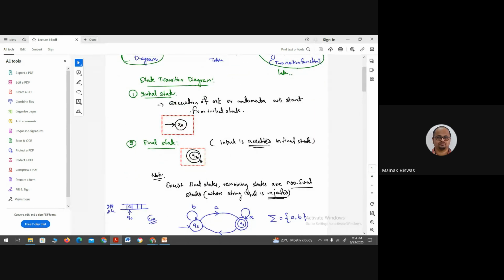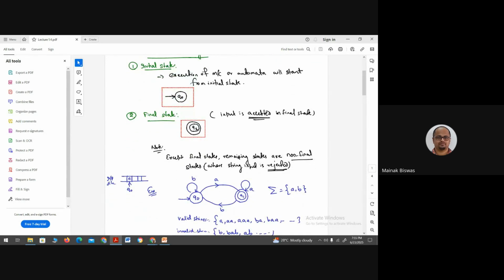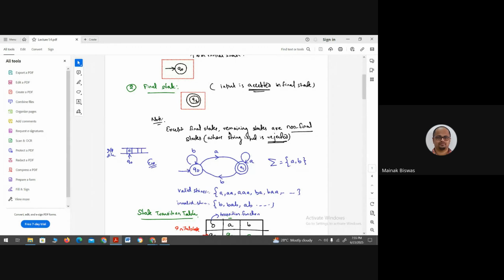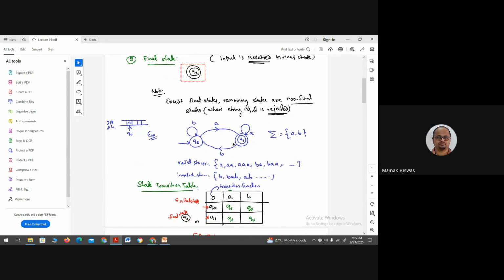Final states will have two concentric circles. So if a given input is totally read and the automata reaches the final state, that is two concentric circles, we can easily say that we have reached the final state. In that case, the language is accepted. Now, except final states, the remaining states are non-final states, where a string input is rejected.